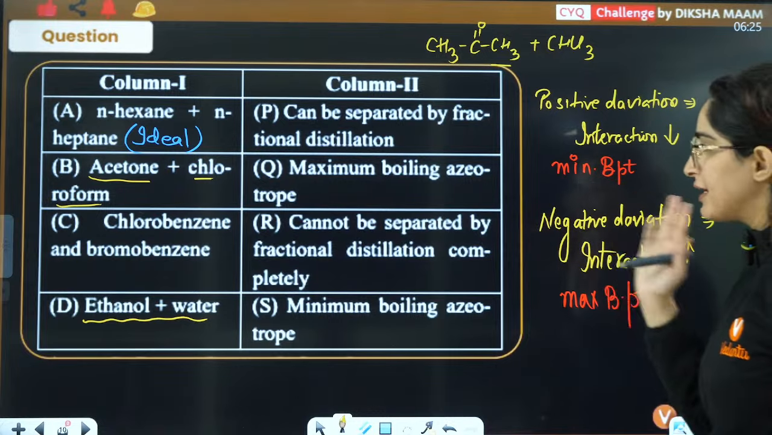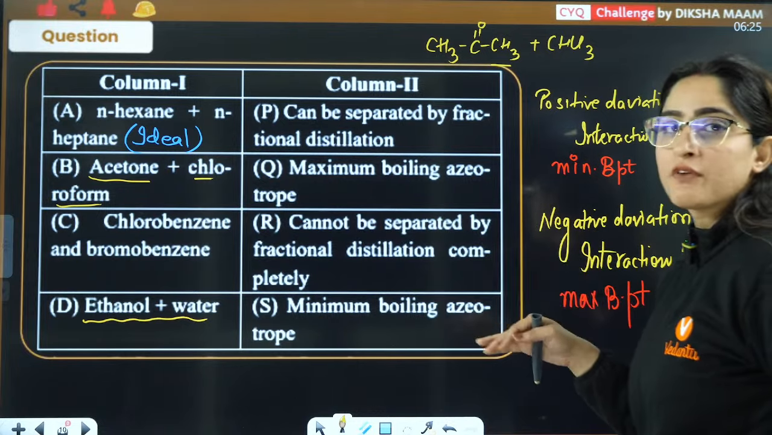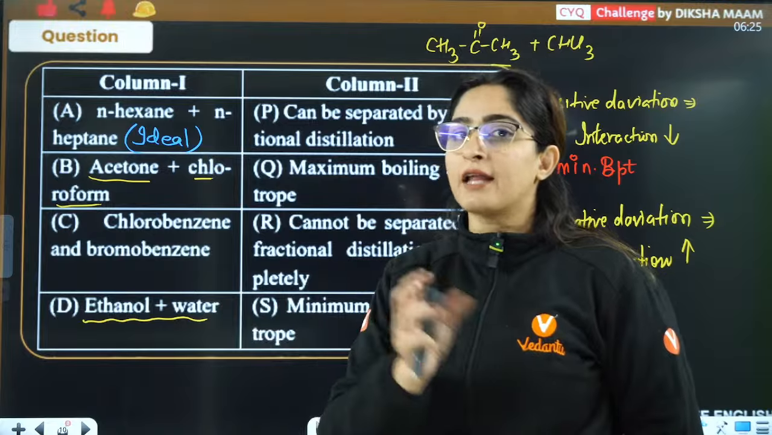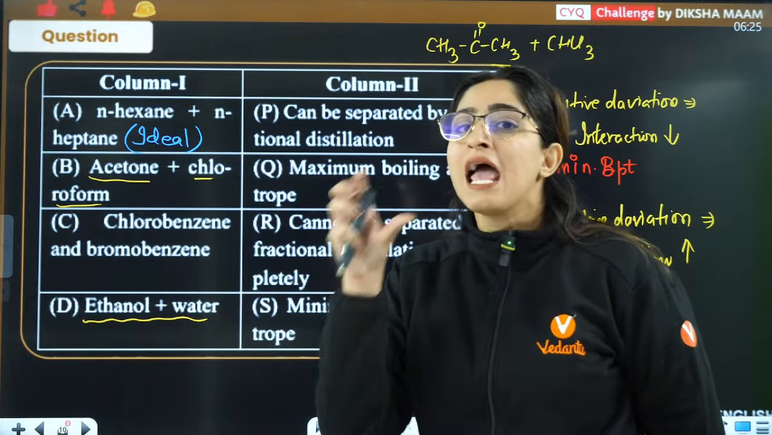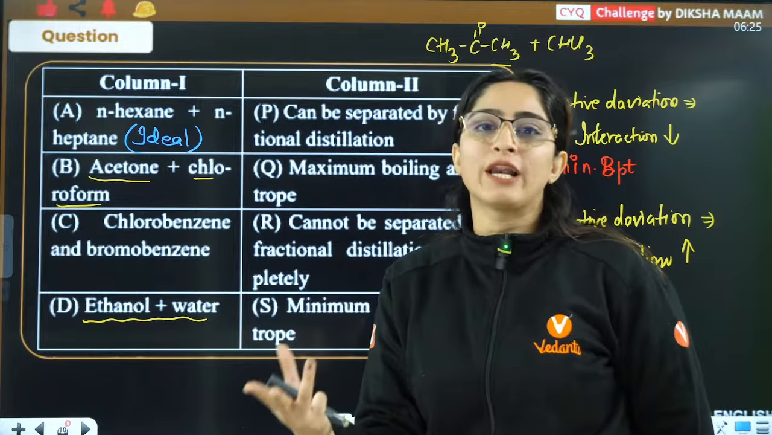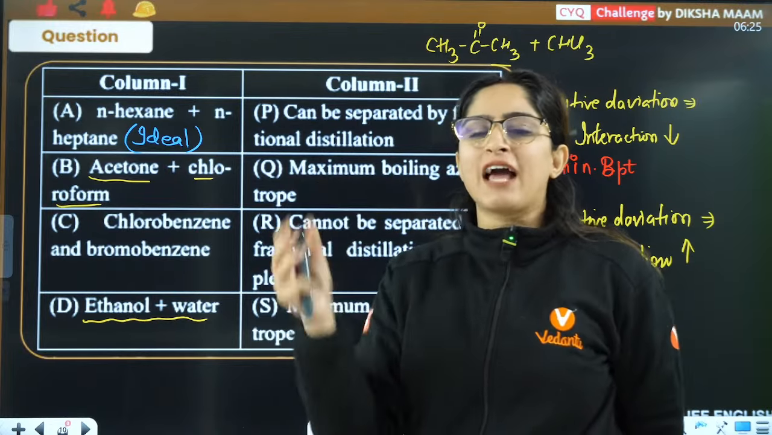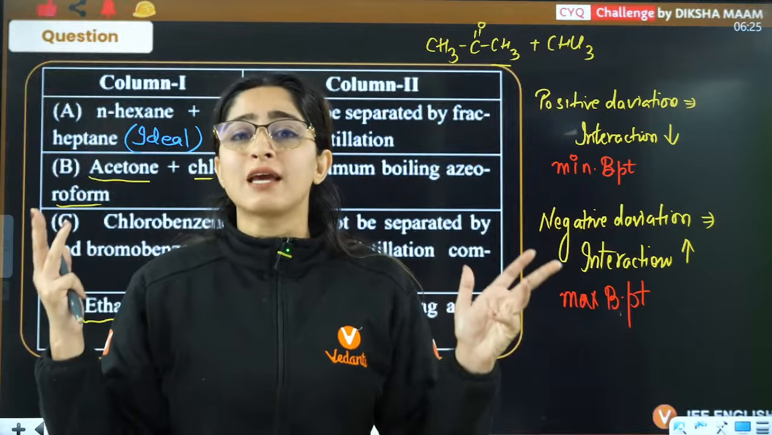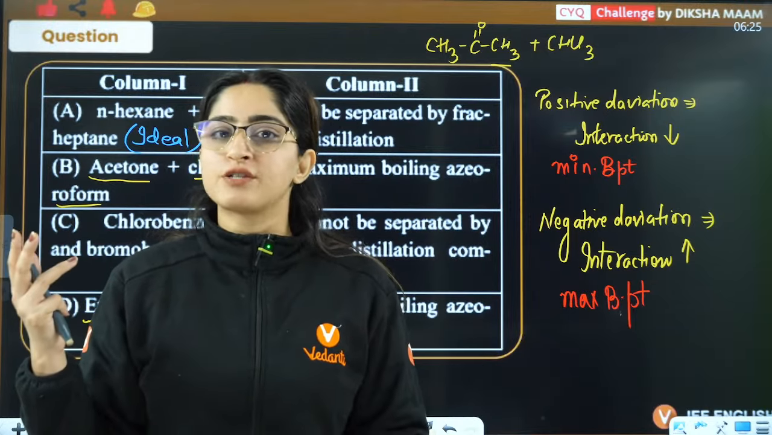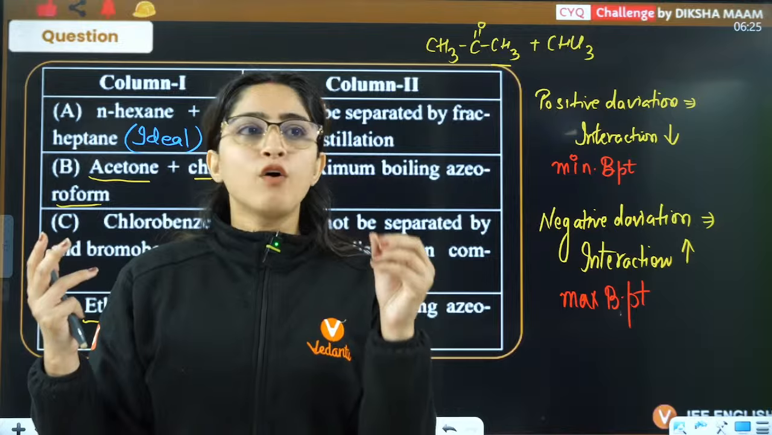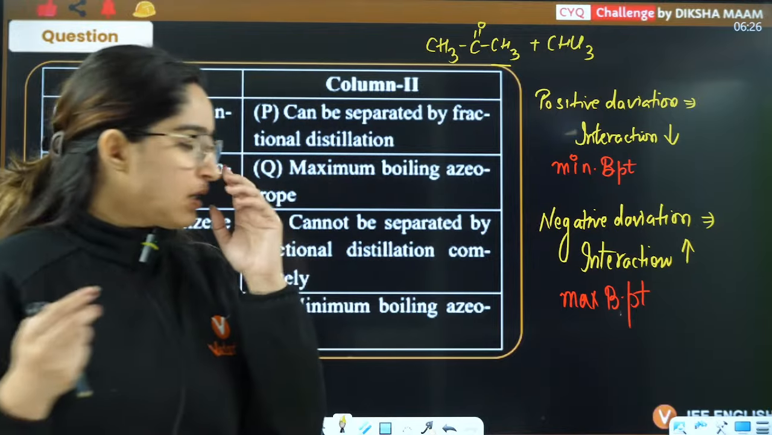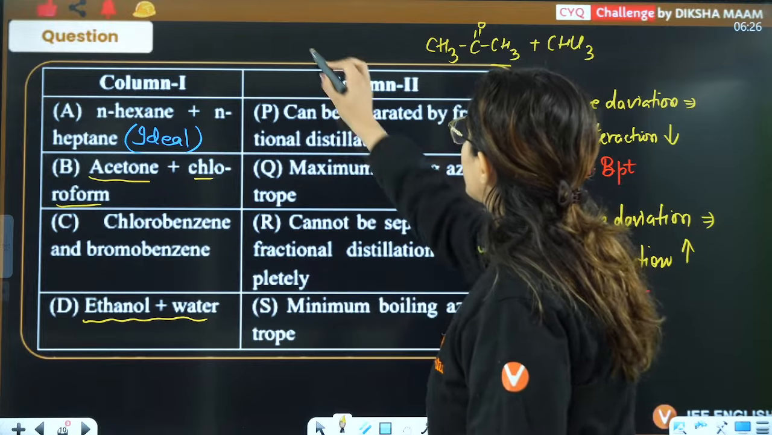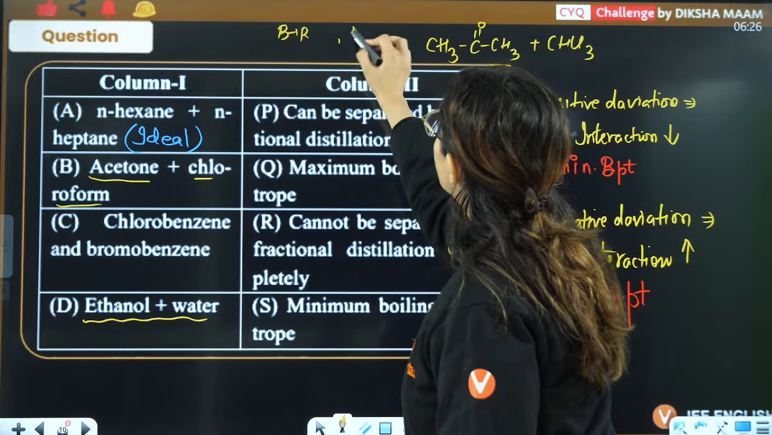And R, though, definitely will be there because these are non-ideal solutions, so they are azeotropes. Non-ideal means they are azeotropes. Either it can be maximum boiling or minimum boiling azeotropes. Fractional distillation is based on difference in the boiling point. So if the boiling point is the same only in azeotrope, that is the definition of azeotrope. Now that boiling point becomes the same, that means azeotropes cannot be separated by fractional distillation. So B's definitely are, and D's also are definitely.